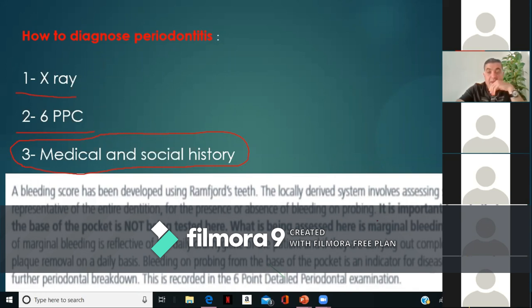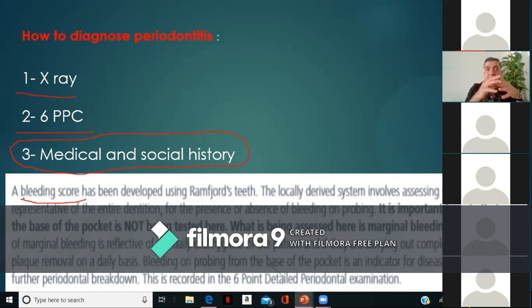It is important to note that the base of the pocket is not being tested here. What is being assessed here is the marginal bleeding only. This is about a bleeding score. So in gingivitis, we do a bleeding score, we do a plaque score. But in periodontitis, we mainly focus on bleeding on probing. So to get the difference between bleeding on probing and the bleeding index: in the bleeding index, the calculation is different. We follow a special format.